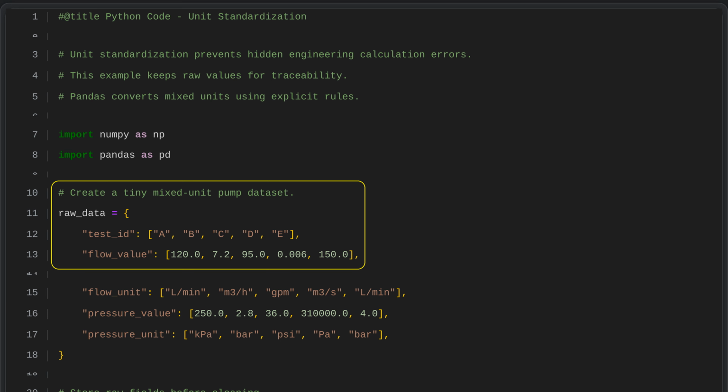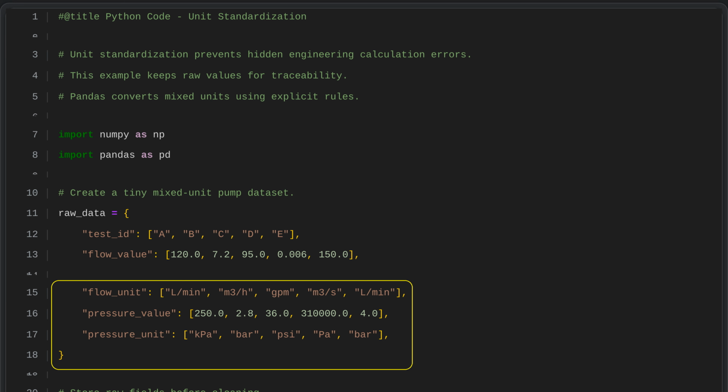We begin by creating a small pump test dataset with mixed units. It includes test identifiers from A to E and flow rate measurements for each test. The flow values use different units, which will be standardized later. The script sets up test data with mixed flow and pressure units. Flow rates use units such as liters per minute, cubic meters per hour, gallons per minute, and cubic meters per second, while pressures are given in kilopascals, bars, pounds per square inch, and pascals. This prepares the data for later conversion into standard units.